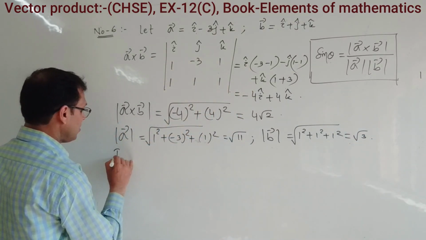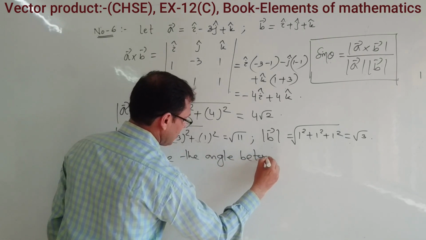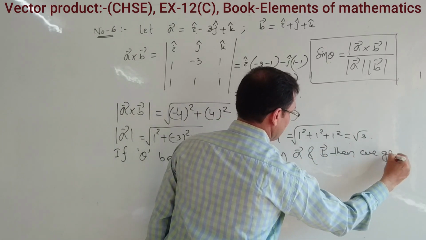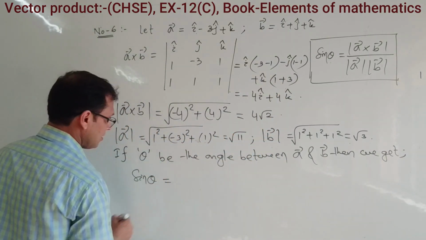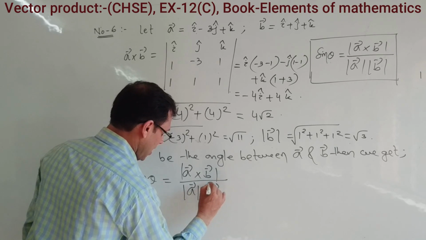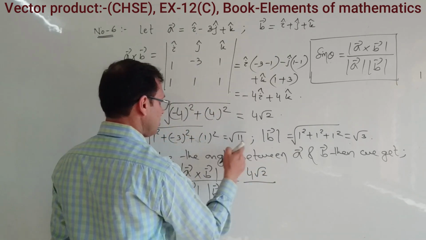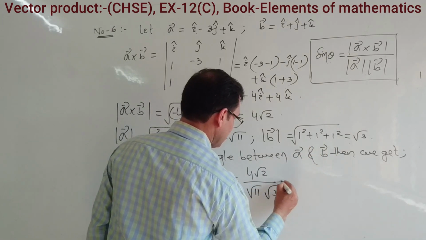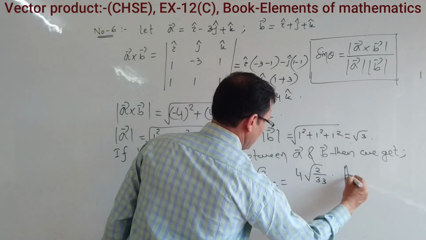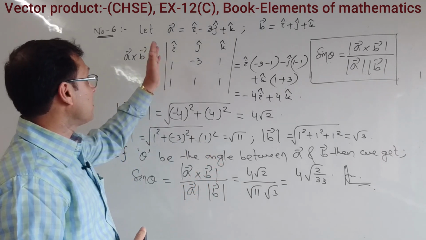Now you can write, if theta is the angle between vector A and vector B, then we get sine theta is equal to the magnitude of A cross B divided by the magnitude of vector A and the magnitude of vector B. The magnitude of A cross B we have just found, that is 4 root 2, divided by root 11 into root 3, that is nothing but 4 root 2 by root 33. So that's your answer.